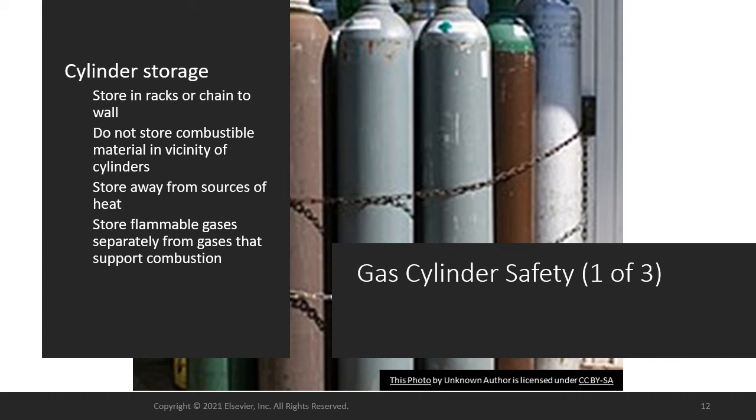Let's talk a little about cylinder gas safety. How do we store these cylinders? The following guidelines apply to cylinder storage. Store gas cylinders in racks or chain cylinders to wall to prevent them from falling or becoming damaged. The following guidelines for cylinder safety are recommendations of the National Fire Protection Agency, NFPA, and the Compressed Gas Association, CGA.